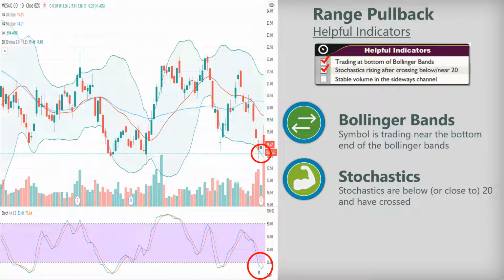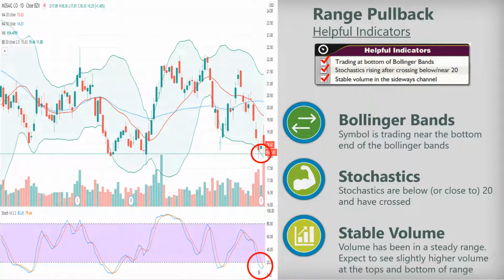When a move is over, stochastics are usually low. So it looks like this downward move is slowing down and it might be stopping. Also, it looks like they're going to cross, which means it could move back up. The power of the move could increase as it goes back up. So that's another good indicator.